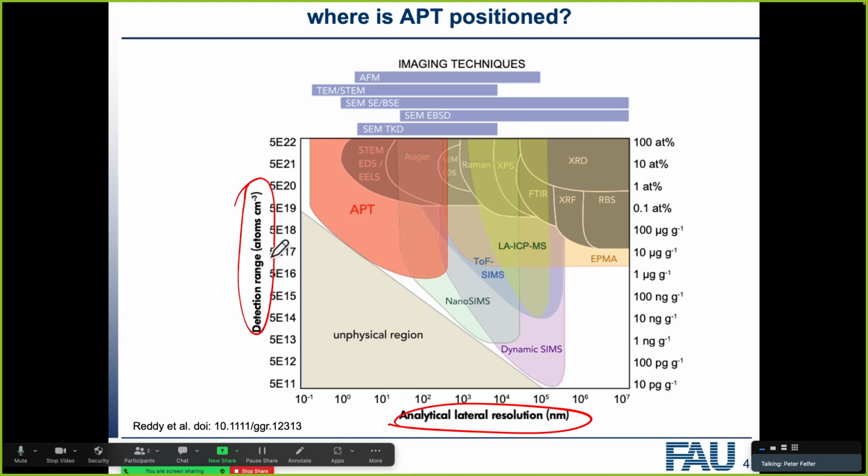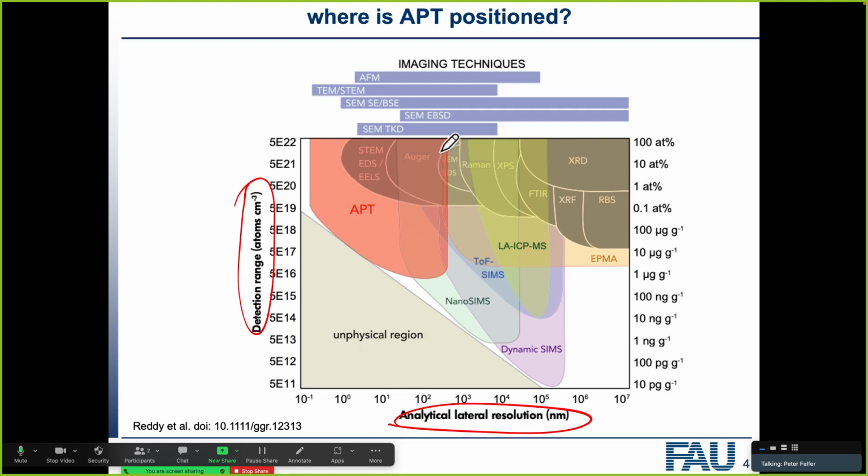It's kind of possible. And this is why it says unphysical region here, because if you collect very small volumes, then you can't go to very small concentrations just simply because they make no sense. Because you would say, do I have a quarter of an atom in my data? That doesn't make any sense. And this is essentially where atom probe is positioned.